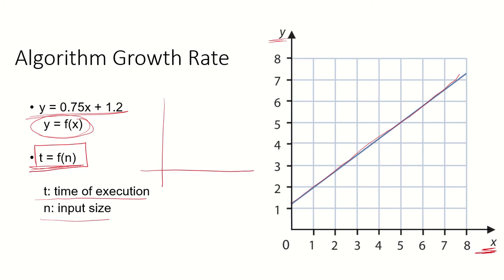So if we have a relationship like this, then n will be on the x-axis, this will be the input size, and T, which is the time taken for the algorithm to run for that particular input size, we can plot on the y-axis.